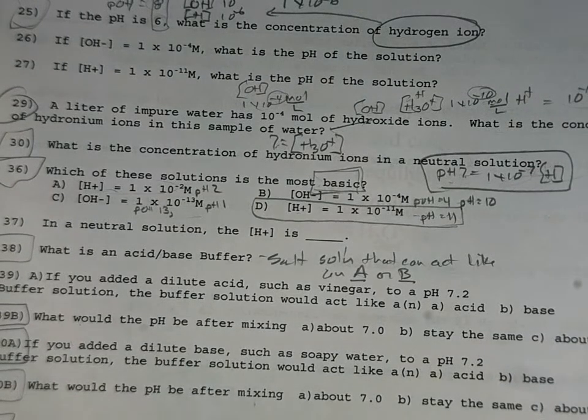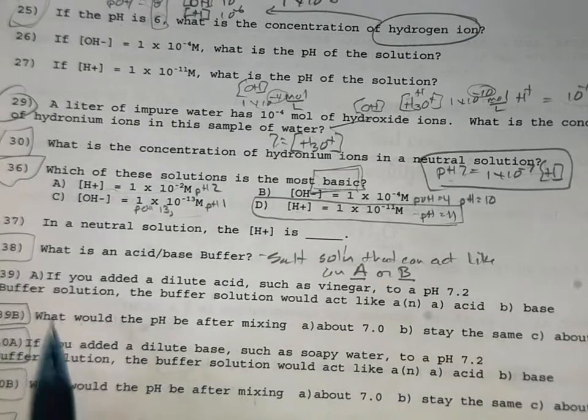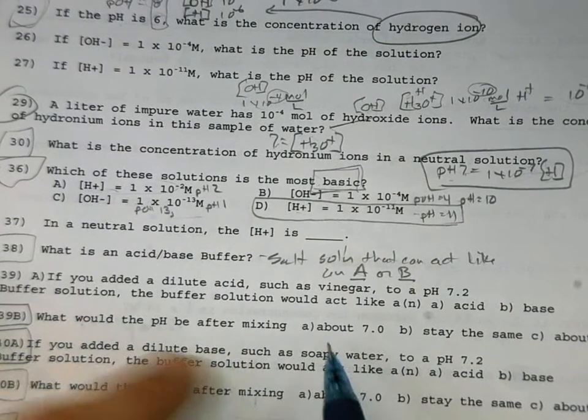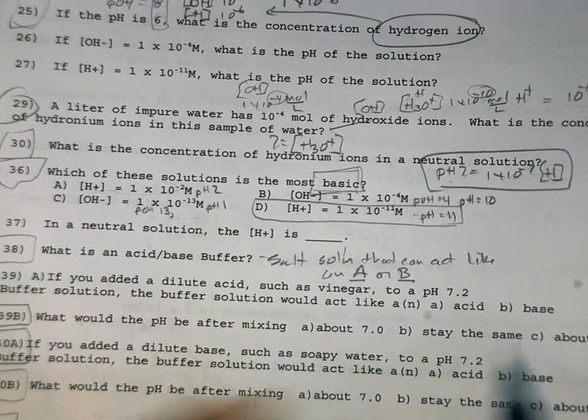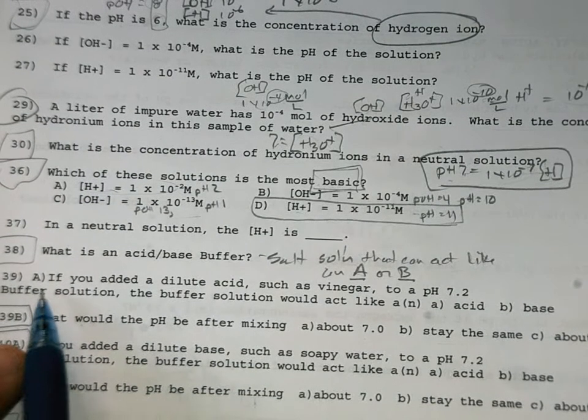Here you go. Take the quiz. Head up here. Don't cheat. Not that you would. What would the pH be after mixing, about 7? Stay the same. Okay, I've got to read the question. Oh, you're tricky. See, you have me do the B one, then I have to do the A.